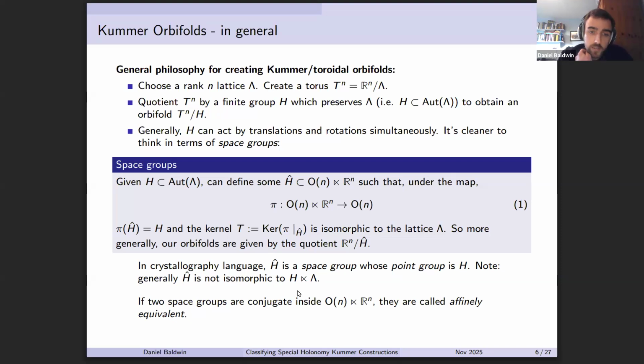And generally, H hat is not isomorphic to the semidirect product of its rotational part and the lattice. We'll see that in an example on the next slide. It contains the lattice as a normal subgroup, but it's not generally a semidirect product of these groups. And we have a notion of equivalence between space groups. We call two space groups affinely equivalent if they're conjugate inside this Euclidean group, O(n) semidirect R^n. Two affinely equivalent space groups will be considered the same.